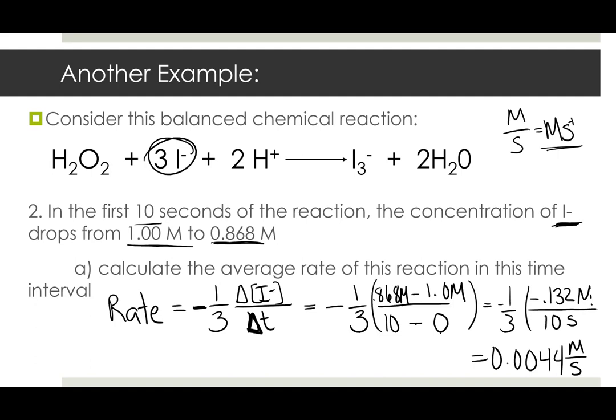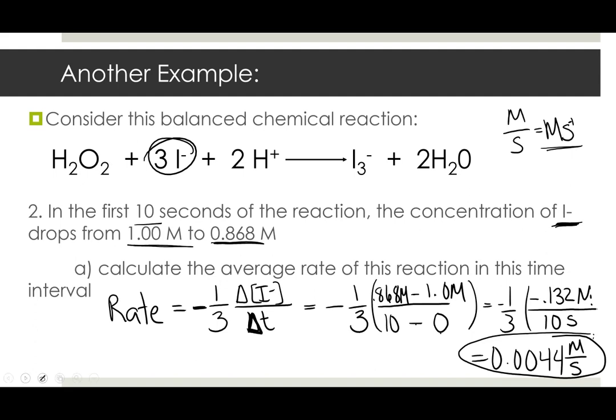Okay. So what is the average rate of this reaction during the first 10 seconds? The average rate is as follows. Okay, so that's molarity per second. Okay.